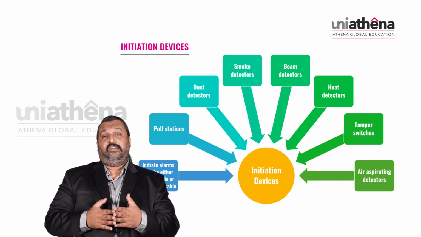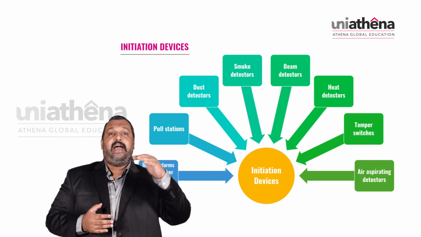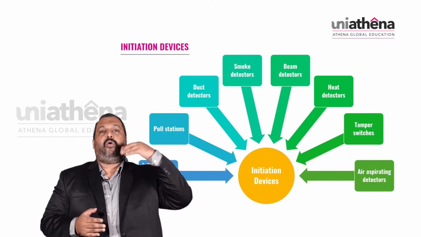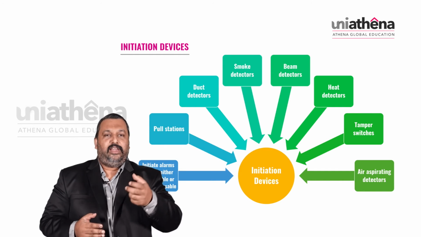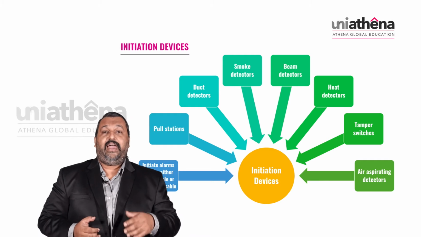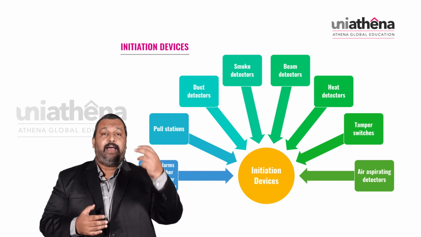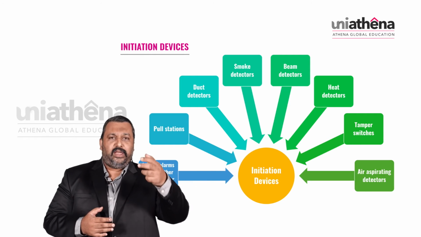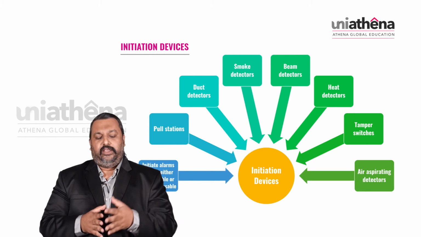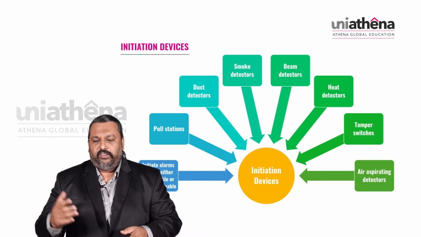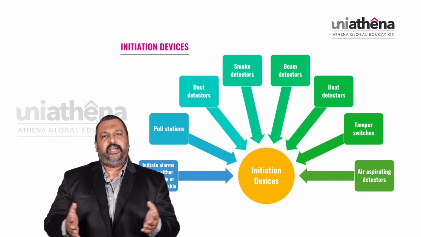Then heat detectors. It takes the ambient temperature, and when it increases above a set limit, it detects that heat and initiates the alarm device. Then you have the tamper switches. The tamper switches are used in cases where someone tampers with the system and then initiates the process. And then you have the air aspirating devices. So these are the types of initiating devices.